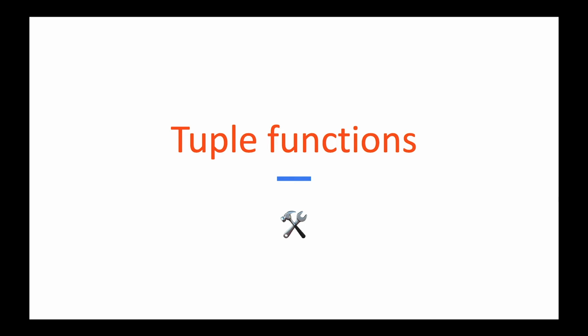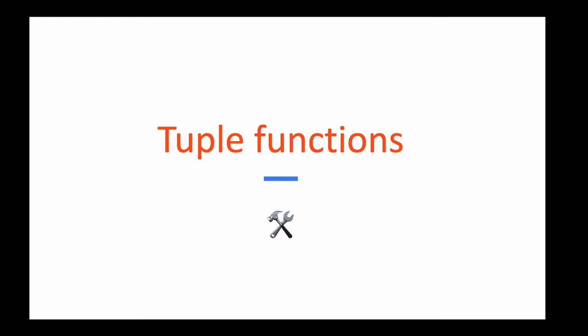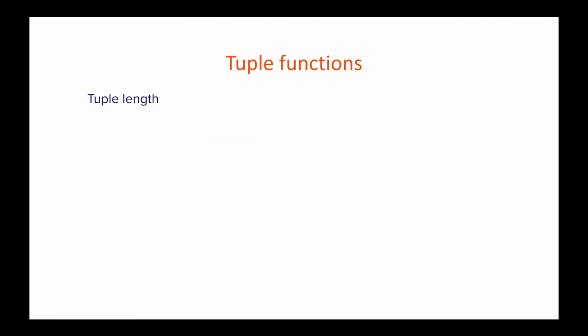All right, so as we've done with lists, we're going to look at some tuple functions here as well. So the first one is the length. Now we know how to get the length of a list, and getting a length of a tuple is quite similar. So we have the same function len, where we pass the tuple and it returns us the length of the tuple.